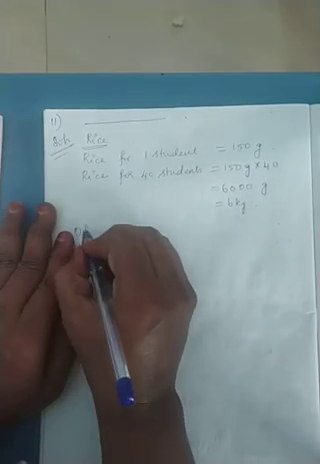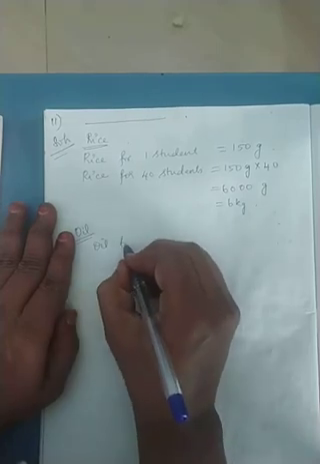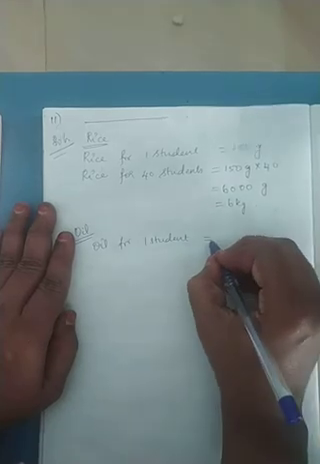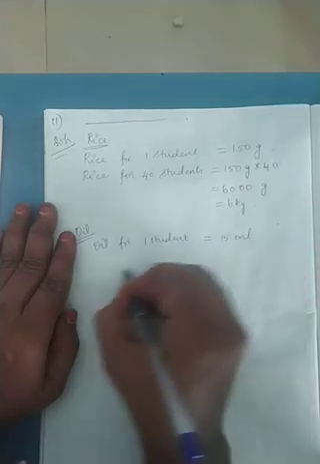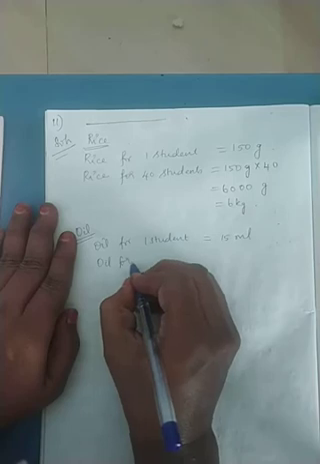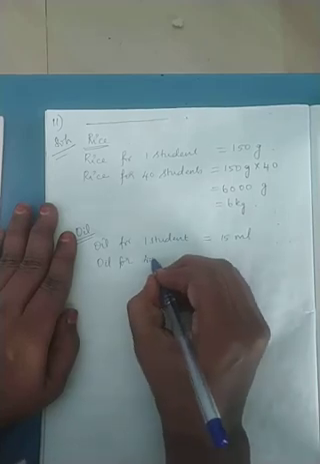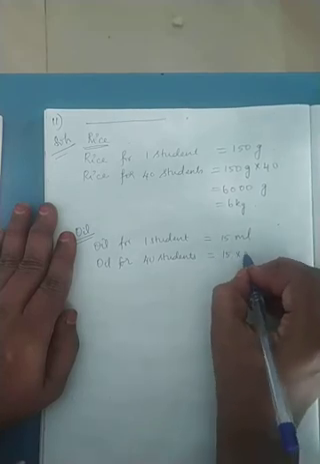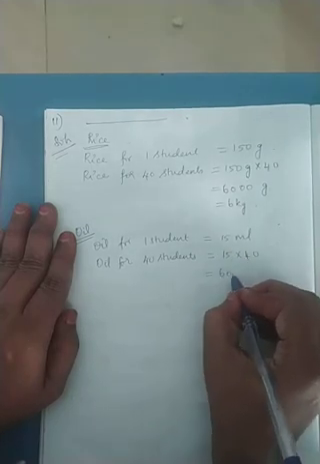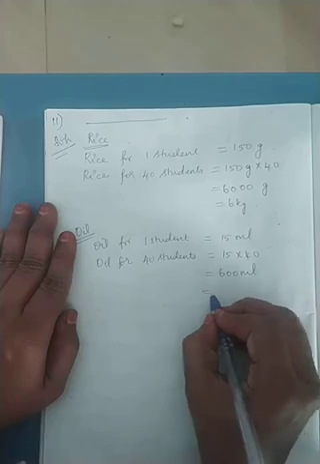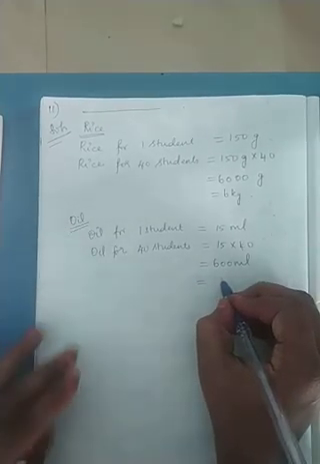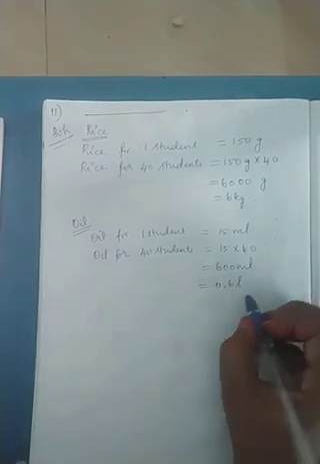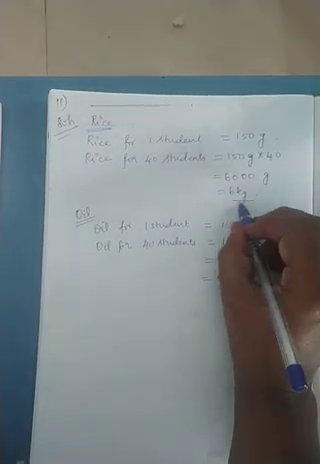Now coming to oil. Oil for one student is equal to, how much oil do you want? 15 ml. So oil for 40 students will be equal to 15 into 40, which is equal to 600 ml, which is equal to 0.6 liters, because 1000 ml will become 1 liter. So that is becoming 0.6 liters. This is what they want.